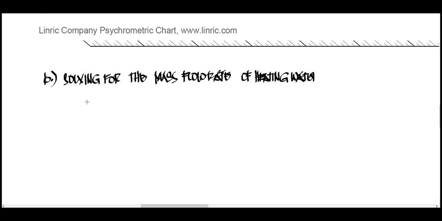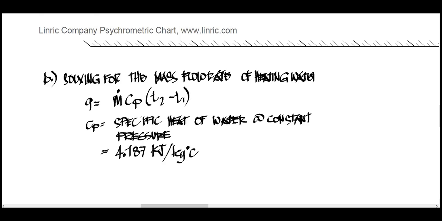So we'll be using our Q, which is the heat load from the heater coil, and it can be equated to the equation Q = m Cp (T2 - T1), where m is the mass flow rate, Cp is the specific heat at constant pressure, and the change in temperature is from T1 to T2. Cp is the specific heat of water at constant pressure, which is 4.1887 kilojoule per kilogram. So what we're looking for now is the mass flow rate.